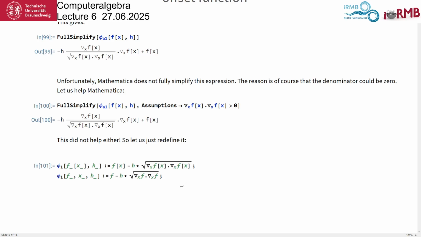So the lowest order approximation that we can produce for an offset function that has its 0 contour at a given distance from the original surface is the original function minus h times the magnitude of the gradient, right? Good. So this is how we get there.